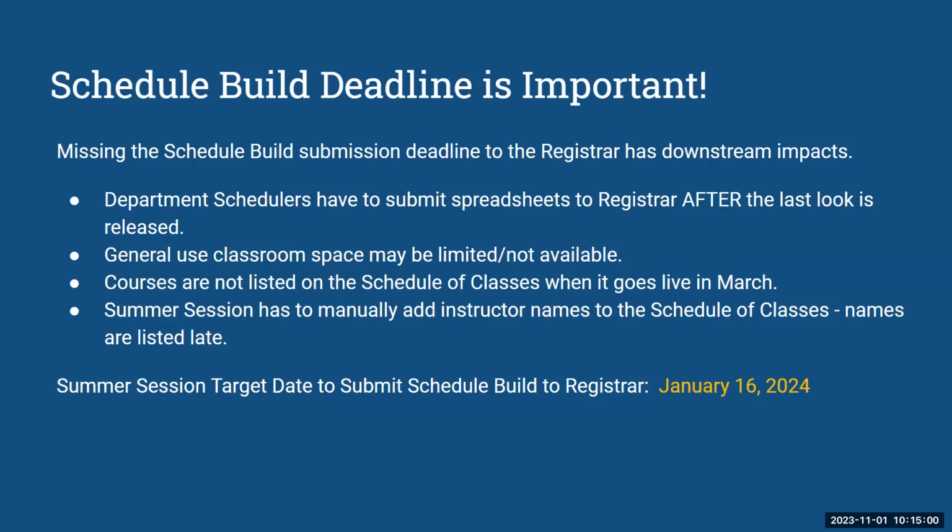But all the other names, like current faculty, current lecturers, will go on the schedule automatically when you submit your schedule build to registrar. But if you miss that deadline, summer session has to go in and manually add all those instructor names to the schedule. And it's kind of a time-consuming process. There are a few screens in ISIS involved for each course and each name that gets added. We got names on really late last year. We know that students sometimes don't enroll if they don't know who's teaching. Is there any other thing you want to say about that, Kimberly, about missing the deadline?